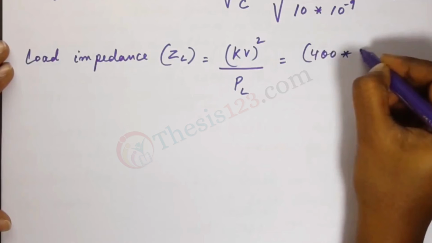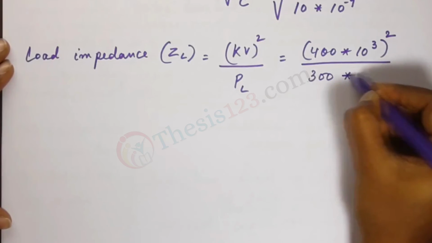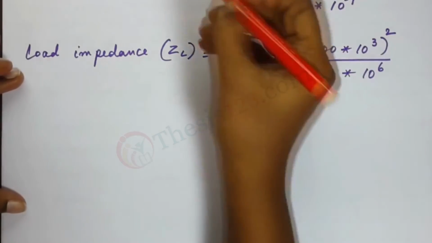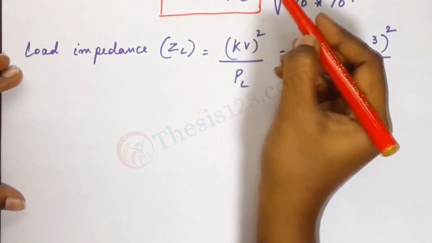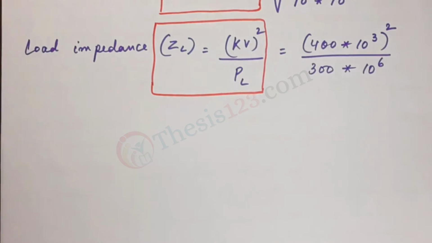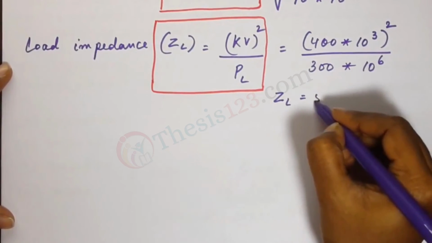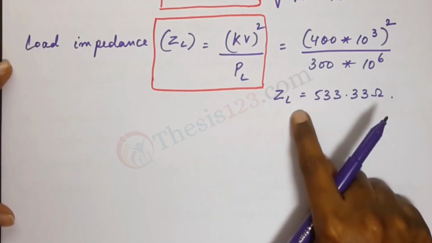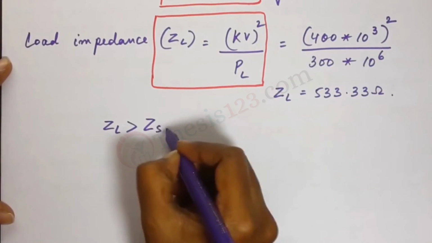So 400 10 power 3 square divided by 300 into 10 power 6. All these formulas you will have to remember. It's good to keep in mind the surge impedance formula and the load impedance formula as well. Calculating the load impedance, we get ZL equal to 533.33 ohms. This tells us that the load impedance is greater than the surge impedance, so ZL is greater than ZS.